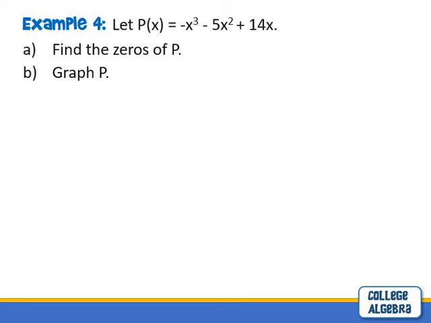So example 4 is pretty similar to example 3. This time we have a cubic polynomial. We're going to graph negative x to the third minus 5x squared plus 14x. We're going to find the x-intercepts and go from there.